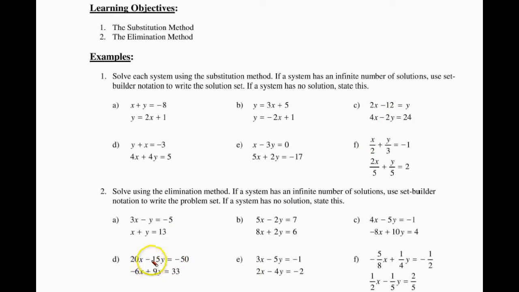And let's do D. D looks a little challenging, and it's probably going to be big numbers. Now, these others, again, are done in a similar fashion, but they get to be tedious. So here we have 20x minus 15y equals a negative 50. And here we have a negative 6x plus 9y equals 33.